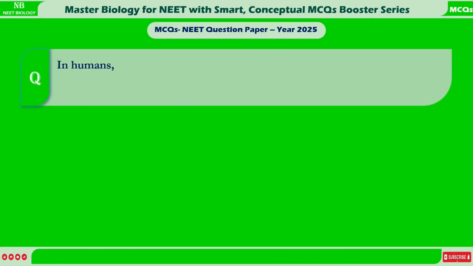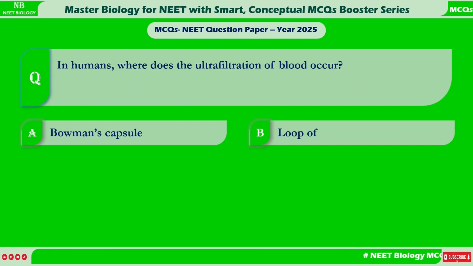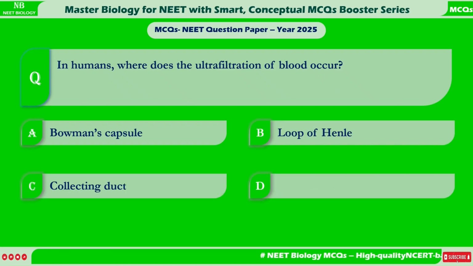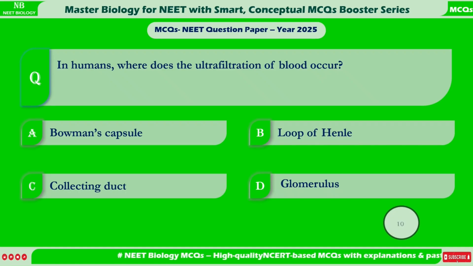In humans, where does the ultrafiltration of blood occur? A. Bowman's capsule. B. Loop of Henle. C. Collecting duct. D. Glomerulus.